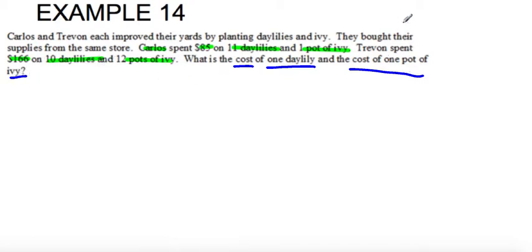So now you write down what your variables are. So D is the cost of a daylily, and I will be the cost of a pot of ivy.